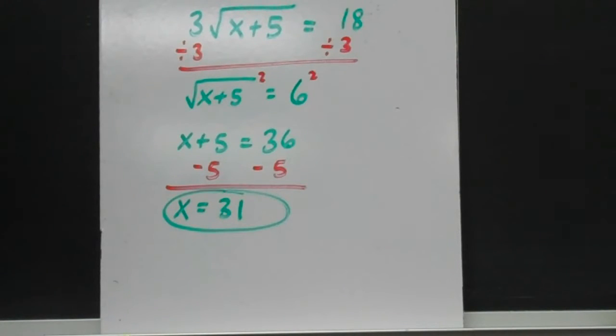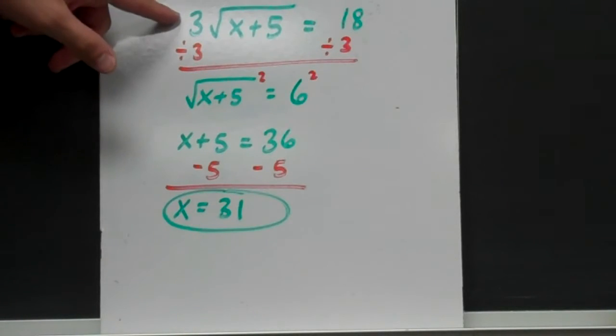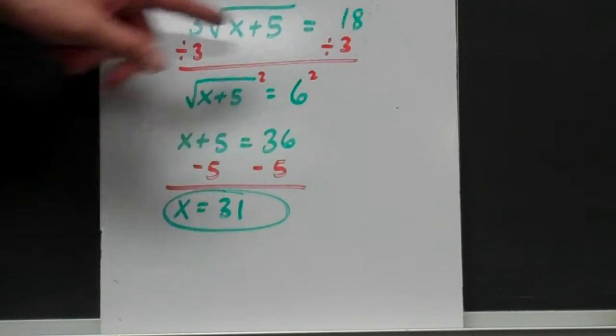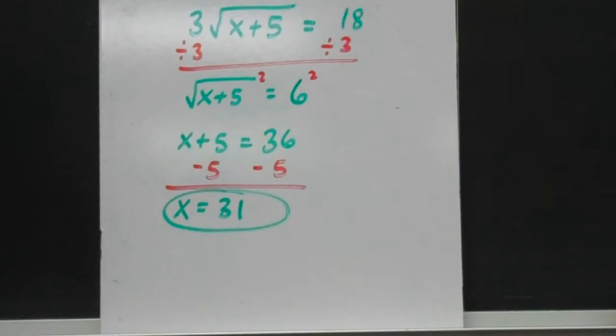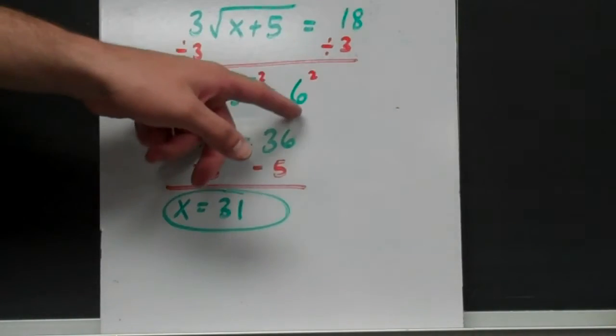The first thing that you want to do is get rid of the 3 from both sides. You want to get rid of anything that's outside the square root first. So to undo 3 times, we divide by 3 on both sides. That leaves us with the square root of x plus 5 on the left, and 18 divided by 3 is 6.